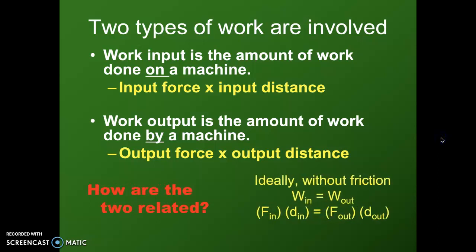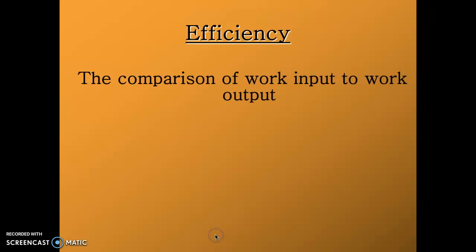So, ideally, without friction, the work amount in is always equal to the work amount out. Again, that's in an ideal situation, but that is not the real world. In the real world, we have friction, so we don't always get out as much as we put in. And that is where we get into mechanical efficiency. Efficiency is simply a comparison of the work out to the work in, put into a percentage, basically. So it's just a ratio or a comparison of those two.